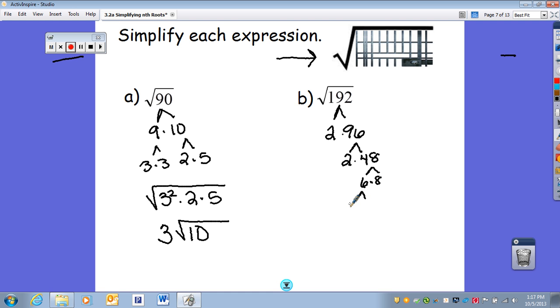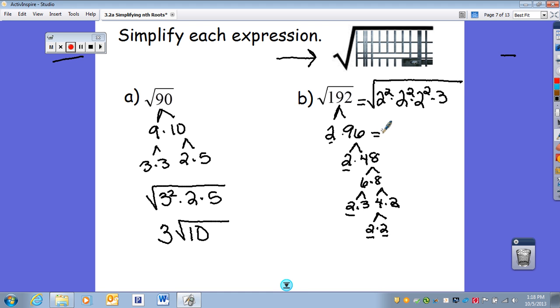And 6 we can break down into 2 times 3, 4 times 2, and then we can break our 4 into 2 times 2. So I would like to rewrite my radical with my factor pairs underneath. So I have a 2 and another 2, so that's one pair, so I have 2 squared. I have another pair, a 2 and a 2, so that's 2 squared. I have another pair, 2 squared, and I have a 3.